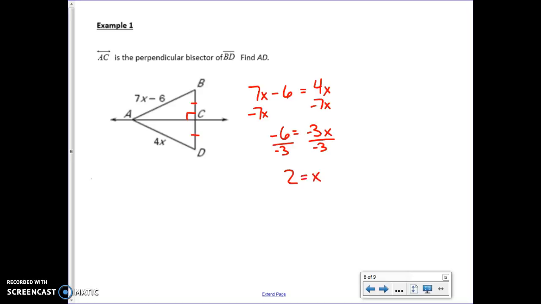It's not what it asked for, though. It wants to know the length of AD. So I'm going to plug that in. AD is equal to 4x, or 4 times 2. So AD is 8 in this case.